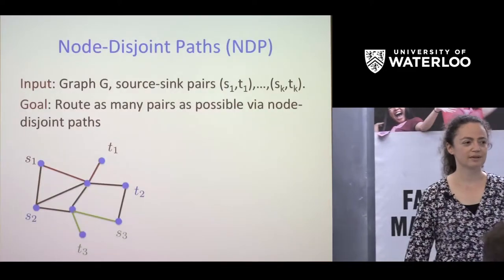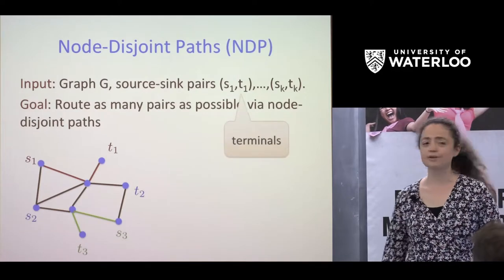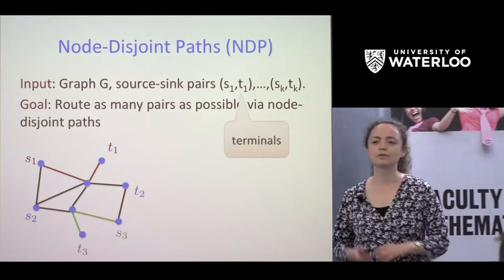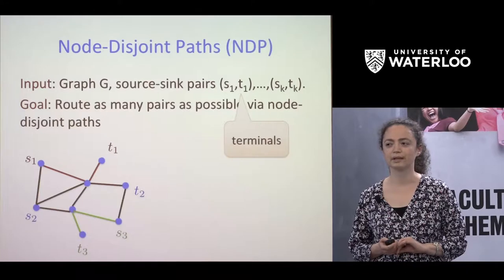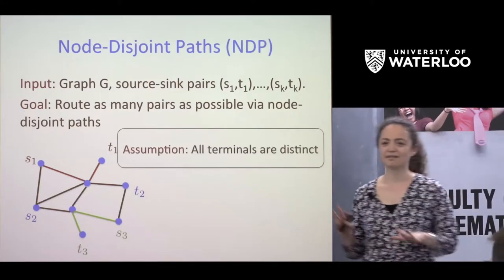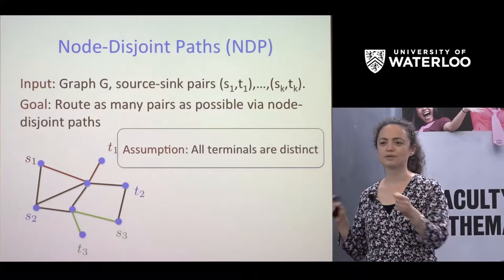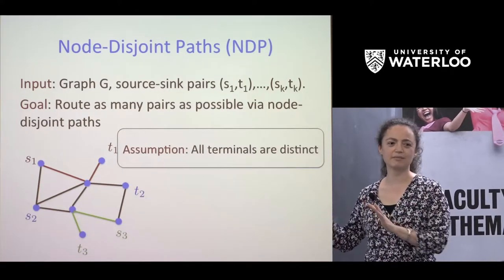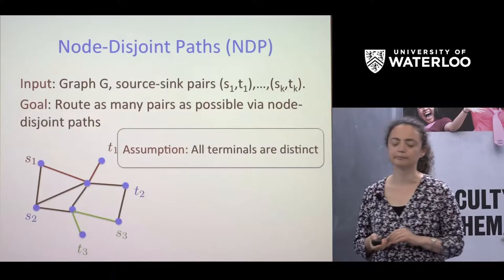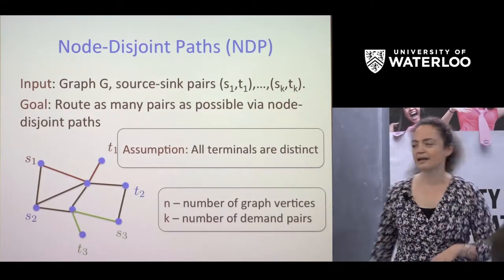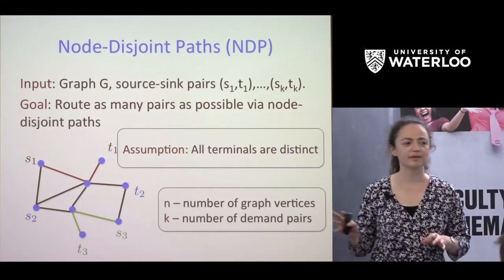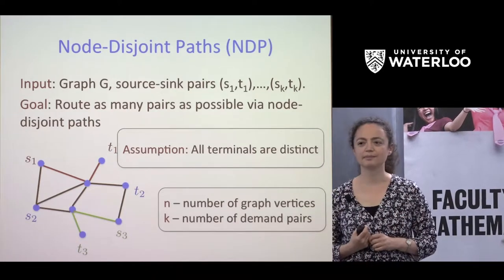So let me go back to the original problem, the node-disjoint path problem. Vertices that participate in the demand pairs, I'm going to call them terminals. And to make my life easy, right now I'm going to assume that all demand pairs are disjoint, so we don't share terminals. It really doesn't make any difference, it's just going to be easier. Throughout, n is, as always, the number of vertices in my graph, and k is the number of demand pairs.